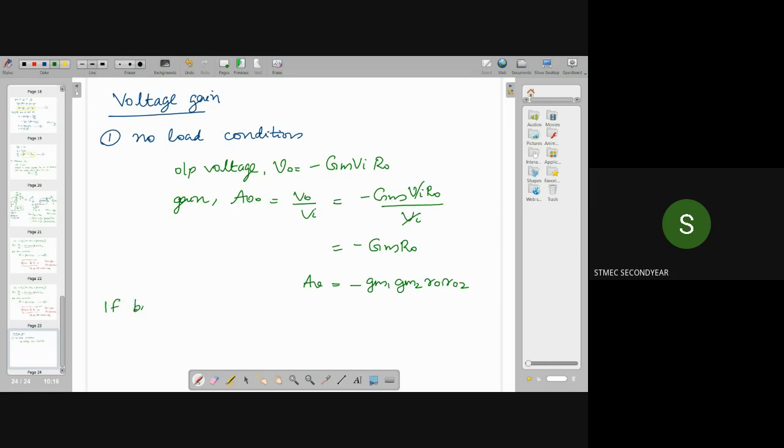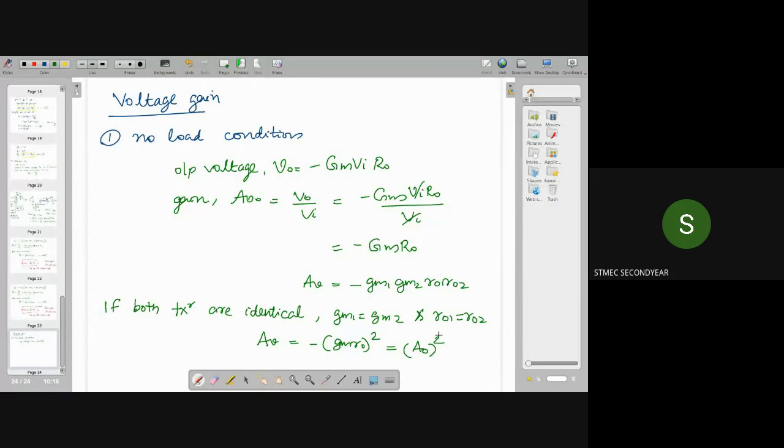And we can say if both transistors are identical, that is Q1 and Q2 are identical, then we can say GM1 equal to GM2 and R01 equal to R02. Substitute this into this equation. What you will get is voltage gain is equal to minus of A0 squared.